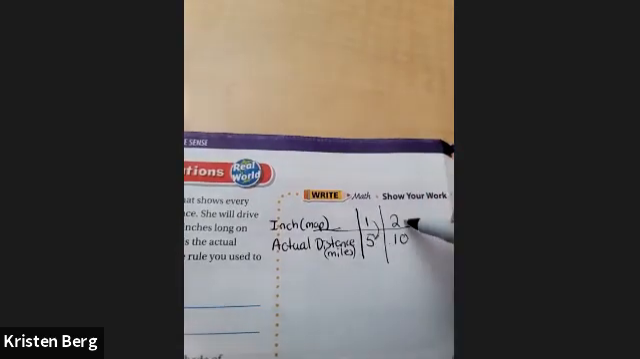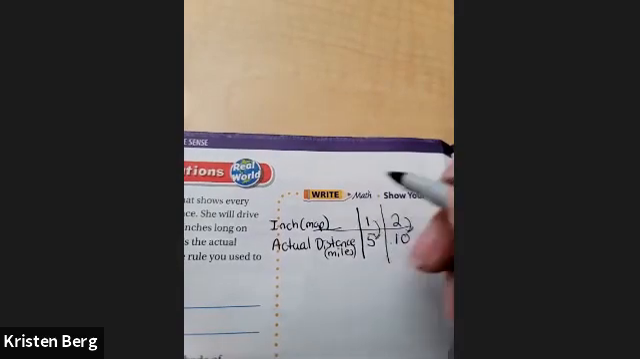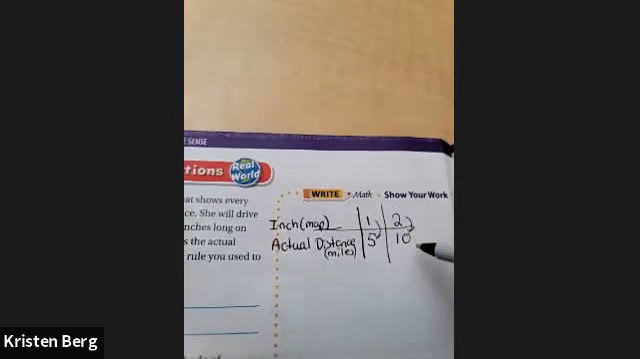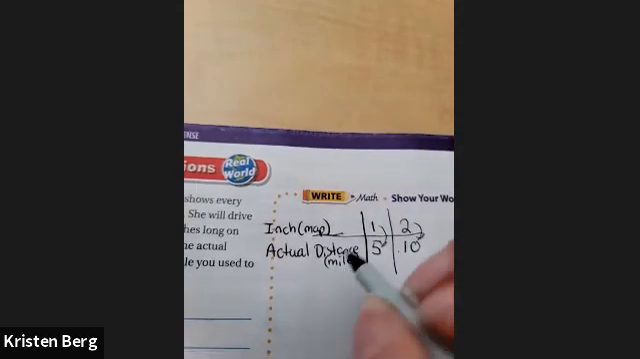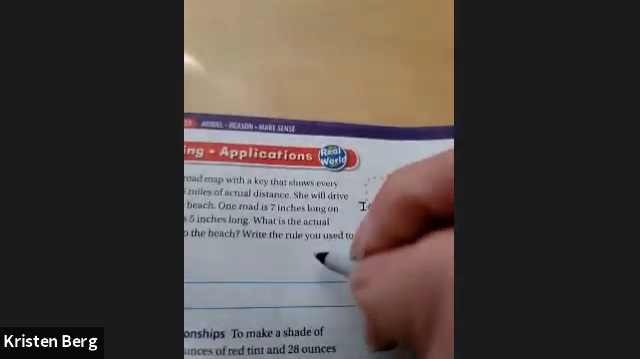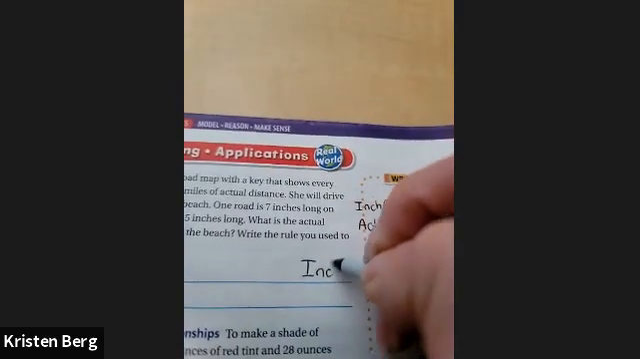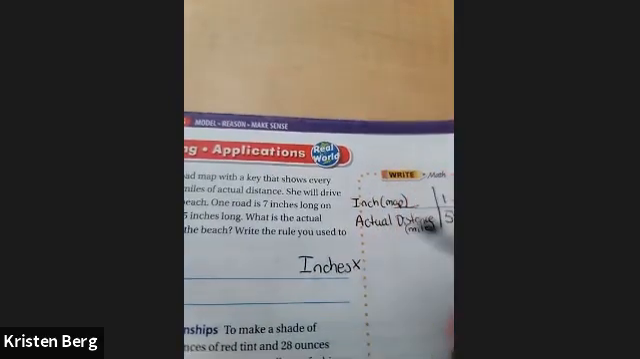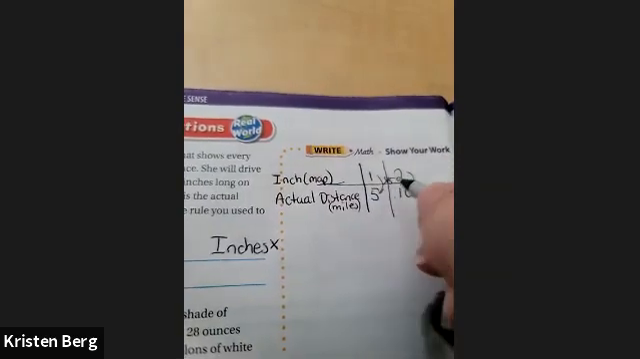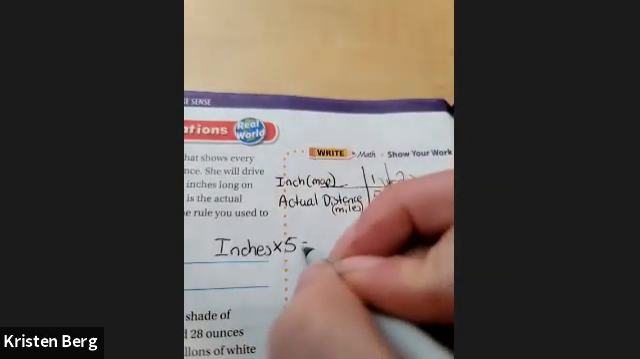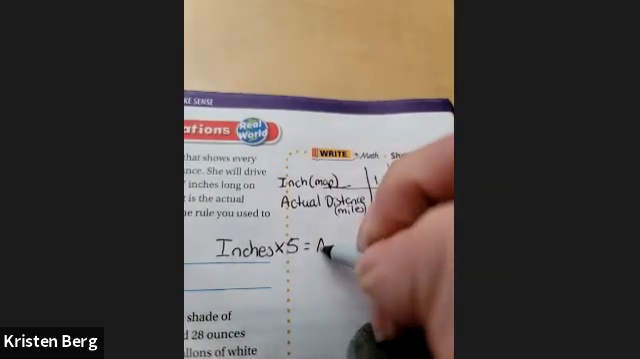So if you could look, what is going on? What is the rule going this way? Well, the rule is you would take the inches, so I'm going to write the inches times, what's going on, I'm timesing by 5. And that is going to equal the actual distance.